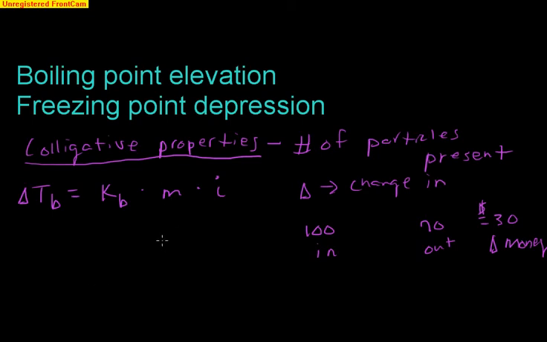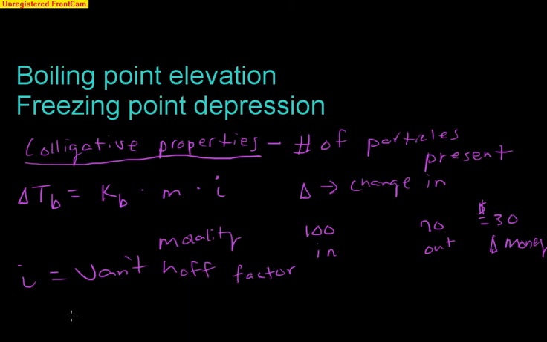m stands for molality, so it's a little m, molality, not molarity. And the i stands for something called the Van't Hoff factor. If I remember correctly, it was named after some scientist. Maybe this was his whole name. But anyhow, it's named after somebody. So Van't Hoff factor. And the Van't Hoff factor basically deals with ionic compounds.